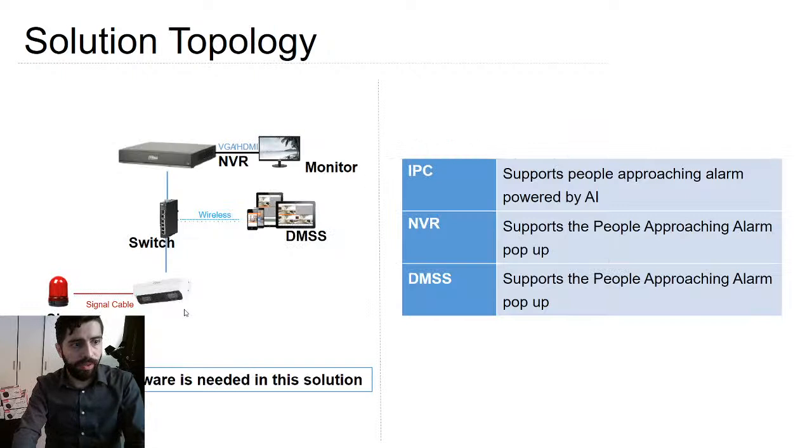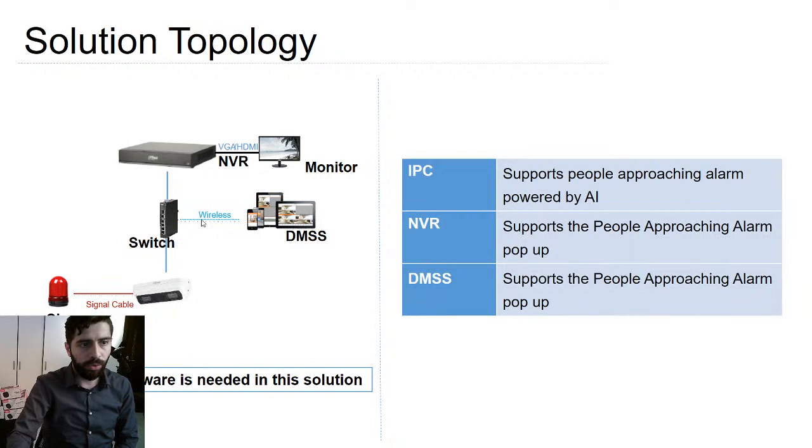So the solution topology: we can link the camera with a single cable. We have this camera and the switch. You can also use your mobile to monitor the NVR. The IPC camera supports the people approaching alarm powered by AI. The NVR also supports the people approaching alarm pop-up, and the DMSS, of course, is supported. There is no specific firmware needed in this solution.